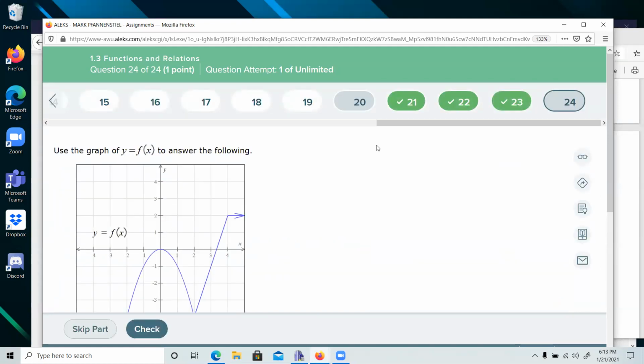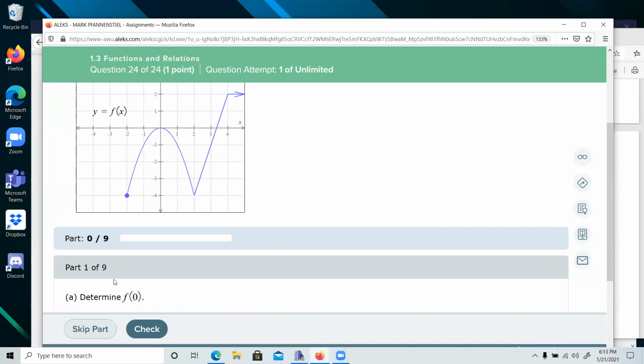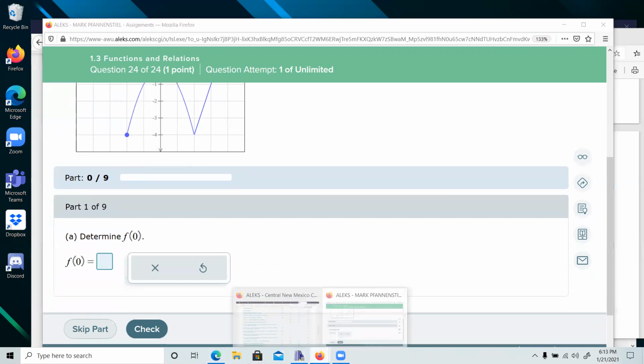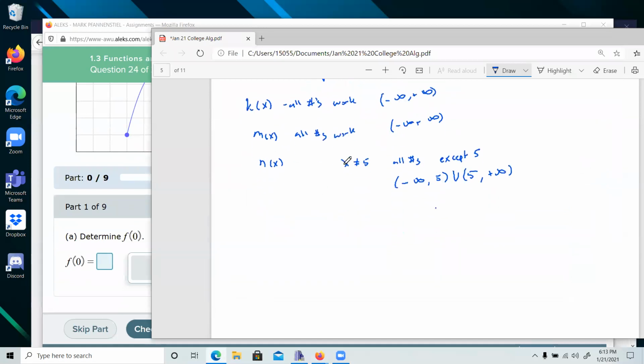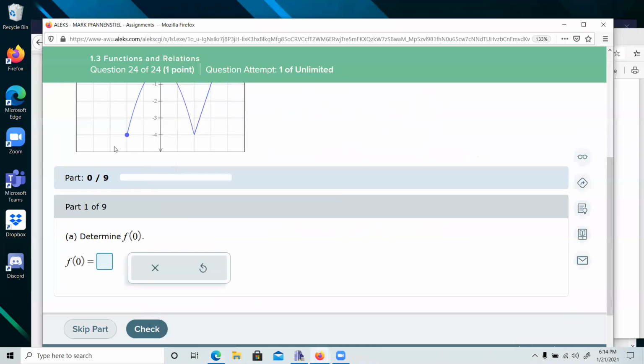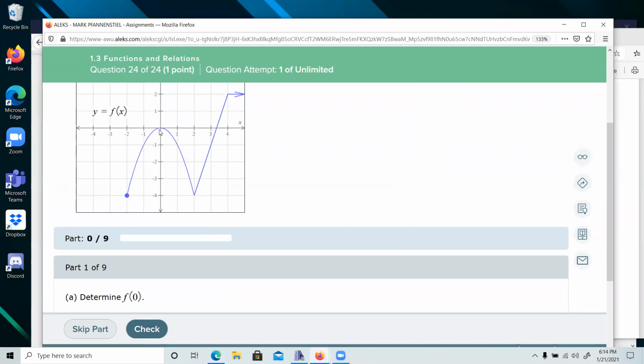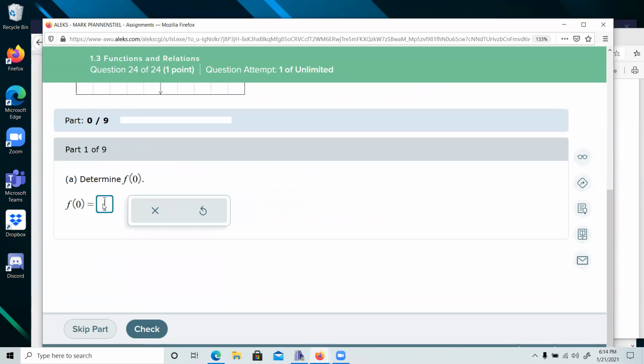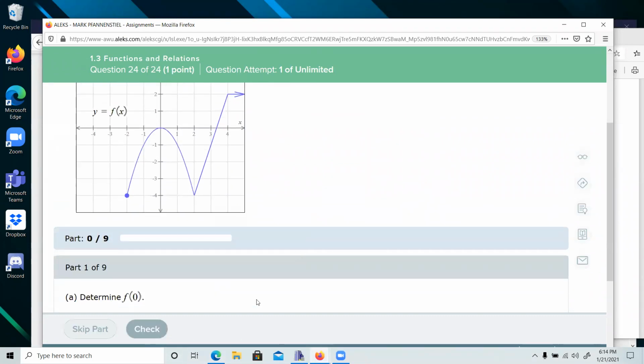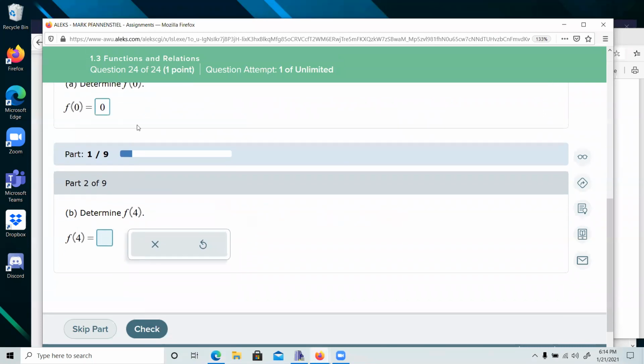All right. Use the graph to answer the following. Okay. So here they're going to have a lot of questions. It's going to be here for a while. Okay. So remember what function notation says, right? So if I want to do f of 0, this is the same thing as saying, well, if x equals 0, then what's my y value? All right, that's what this is saying. So f of 0, well, when x is 0, it looks like so is y.